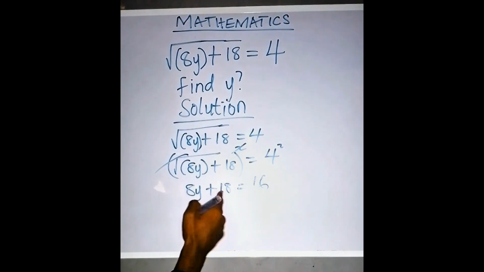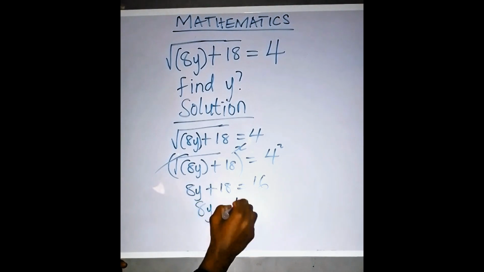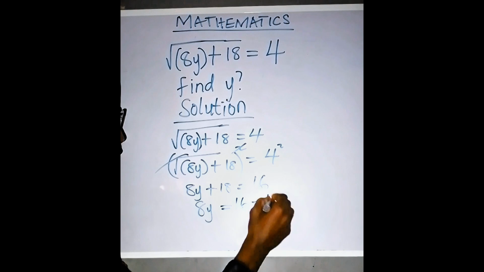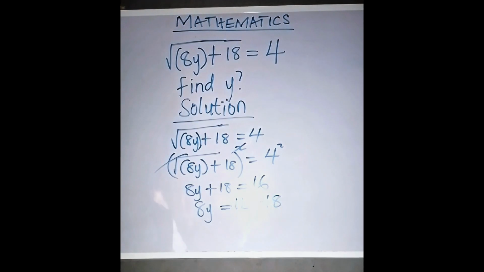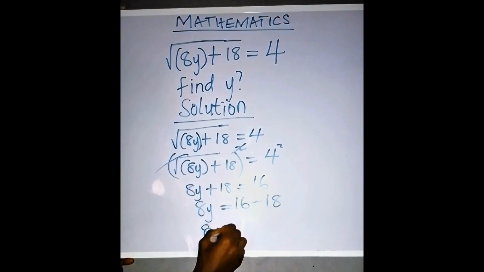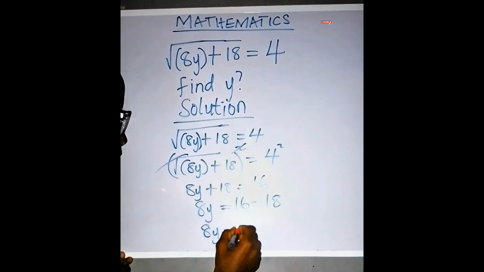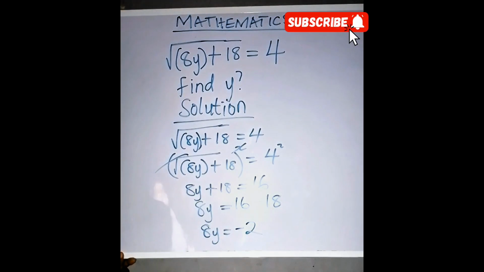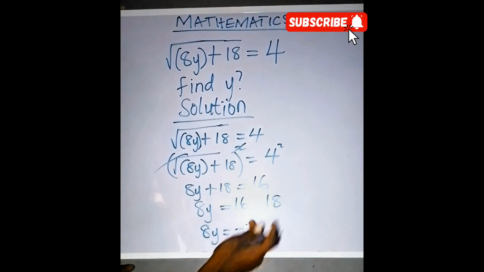So 18 is moving. 18 is positive, so when it moves, it becomes a negative sign. So I'm left with 8y equals 16 minus 18. Good. Now, how do I get my y? So I'm left with 8y equals 16 minus 18. That's 16 minus 18, which gives me negative 2.